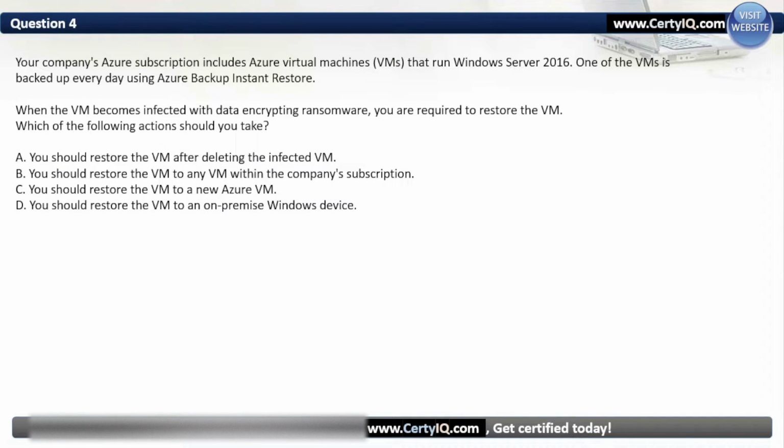Question 4. Your company's Azure subscription includes Azure virtual machines that run Windows Server 2016. One of the virtual machines is backed up every day using Azure Backup Instant Restore. When the virtual machine becomes infected with data encrypting ransomware, you are required to restore the virtual machine. Which of the following actions should you take?